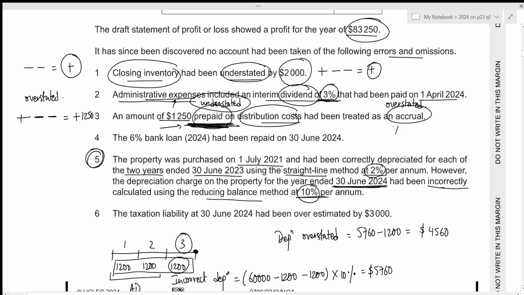Now let us correct the accrual overstated. If something is overstated, we have to subtract it. And in this case, we're talking about accrual at the closing date. Always remember that the closing accrual will be added. And again, in this case, we're talking about distribution cost, which is subtracted in order to figure out our profit. So that's a negative, positive, negative, which again results in a positive. It just means that in order to correct this error of overstatement of accrual, we just need to add back 1250. So in total, we will have to add back 1250 twice, which results in the amount of 2500.